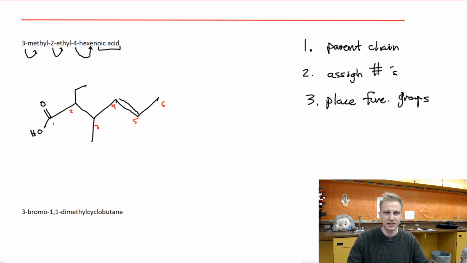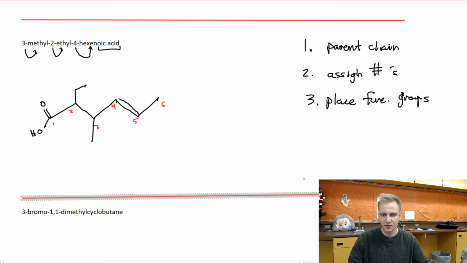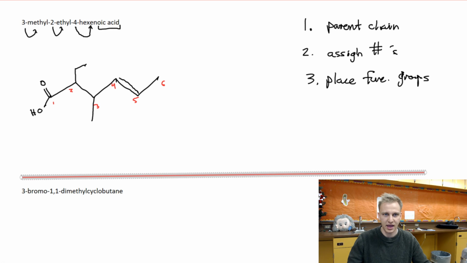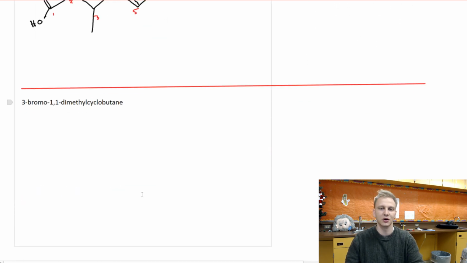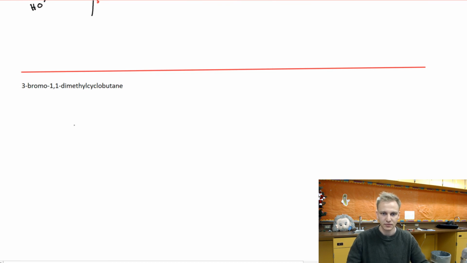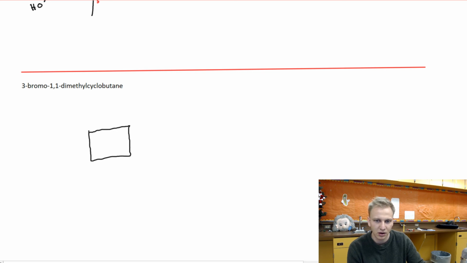If we keep advancing here, and I draw a red line in between our next one, we can see that we have our next molecule. We have a 3-bromo-1,1-dimethyl-cyclobutane. So the functional groups that I have, bromo, dimethyl, and then I have a cyclo as well. I have a cyclobutane, so what I'm going to draw here is a 1, 2, 3, 4 carboned cyclo here. So I've drawn the cyclo and I've drawn the butane as well.